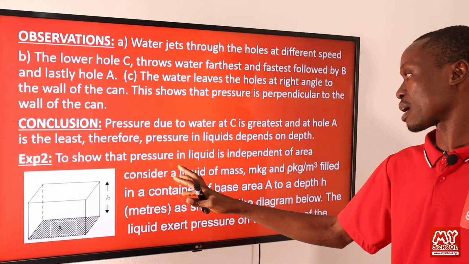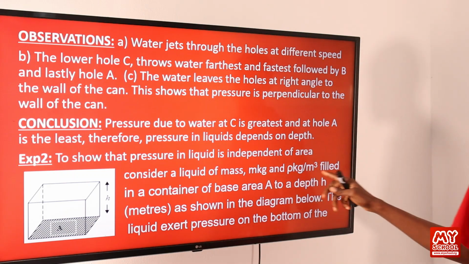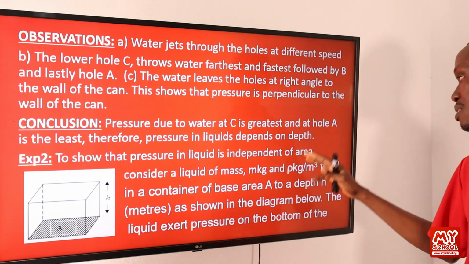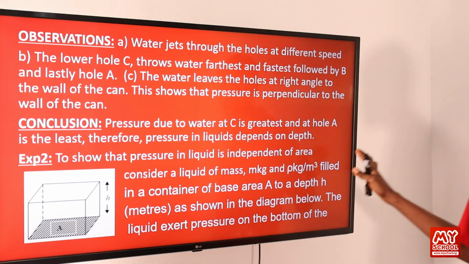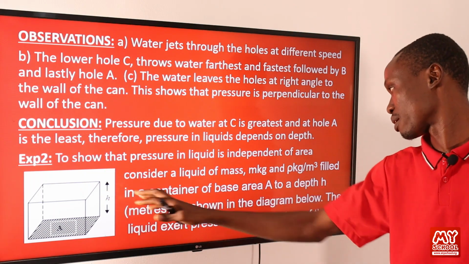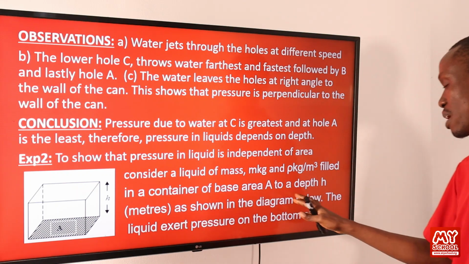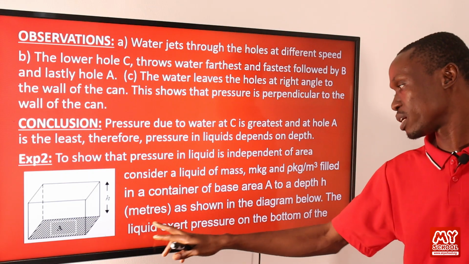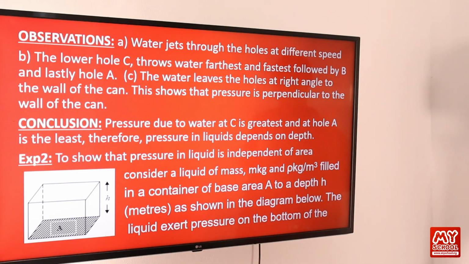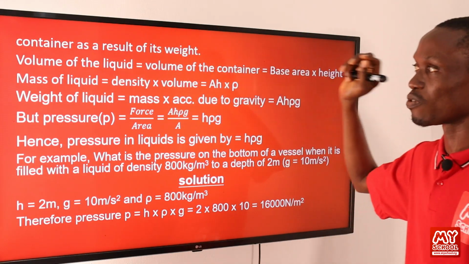So we consider a liquid of mass m kg and density, remember that this is the symbol of density and it's called rho, in kilogram per meter cube, filled in a container of base area A, as you can see from this diagram, to a depth h. That h is in meters as shown in the diagram below. The liquid exerts pressure on the bottom of the container as a result of its weight.